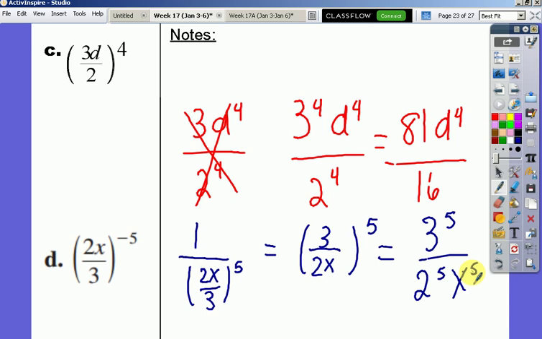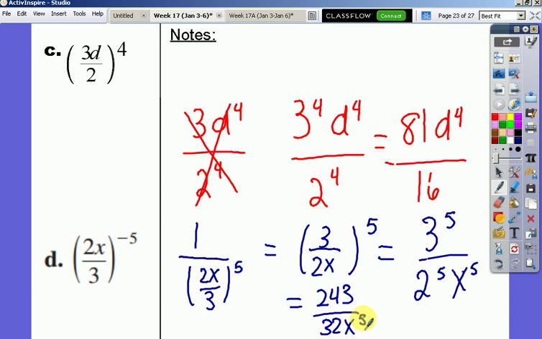Can we subtract this? No. Why? Not the same base. We can't use our rules of exponents with division or multiplication unless they are the same base. So we're just going to have to evaluate 3 to the 5th. You can use your calculator if you need to. And then 2 to the 5th. So you'd end up with 243 over 32x to the 5th. Any questions?